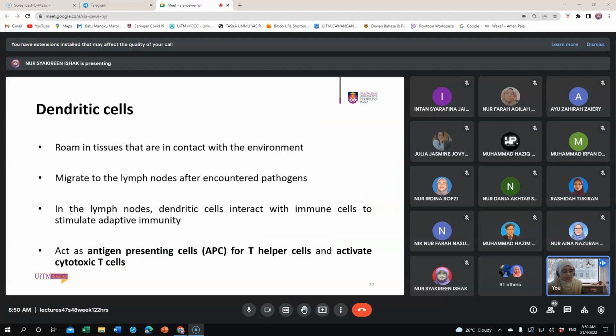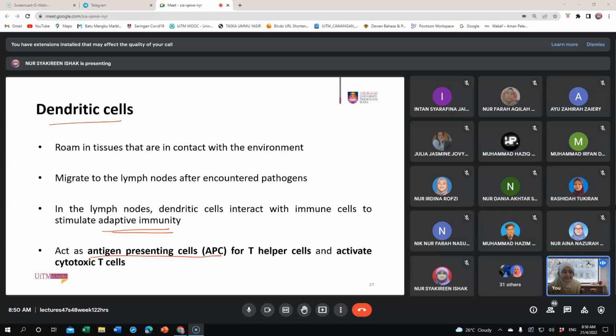Okay. So next is the dendritic cell. It roams in tissues that are in contact with the environment. So it migrates to the lymph nodes after encountering the pathogen. And in the lymph nodes, dendritic cells interact with immune cells to stimulate adaptive immunity. Nampak? Tadi kan saya tunjuk macrophage and also dendritic cells, dia ada overlap kat situ. Dia boleh involve in second line defense, engulf, and then in the case of dendritic cell, it goes to the lymph nodes, and then these two cells will convert themselves into a cell.